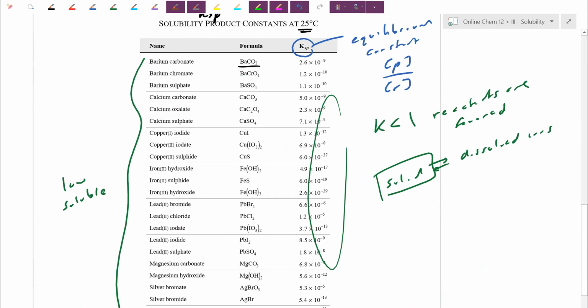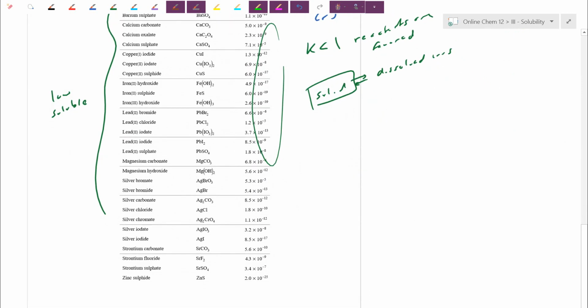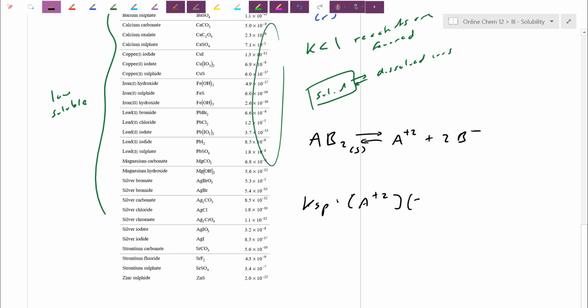And what I can do here is make a correlation. Let's take just a generic salt. Let's call it an AB2 salt. Right? An AB2 salt here, put the salt on the left side. First thing I would do is write out the equilibrium. I get A as a +2, and I get 2B minus. I'm going to write out my KSP expression, which is the product concentrations: A plus 2 times B minus squared. Remember, the numbers go up into the coefficients.